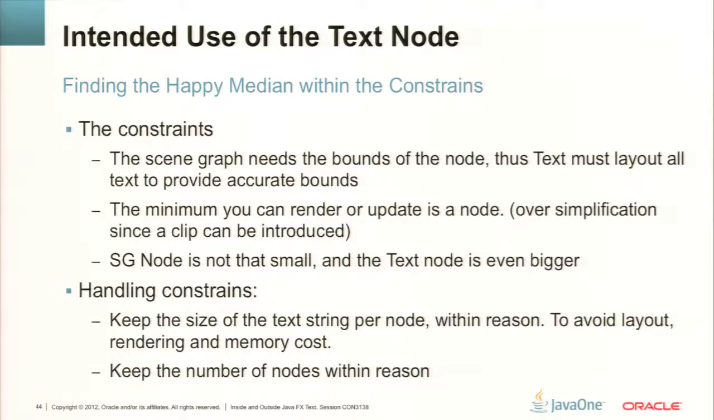So the consequences of these constraints: the SceneGraph needs the bounds of the node. The text must lay out all text to provide accurate bounds. The minimum we can render generally is the node. This is a serious oversimplification, but the text node is a little bit dumb. It looks at the clipping, but sometimes it thinks of itself as one single entity, and it wants to render everything.